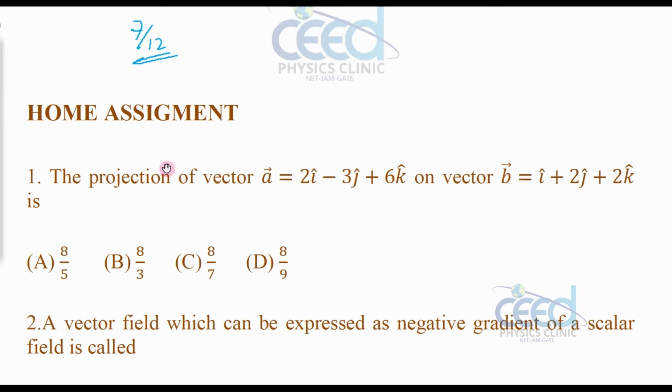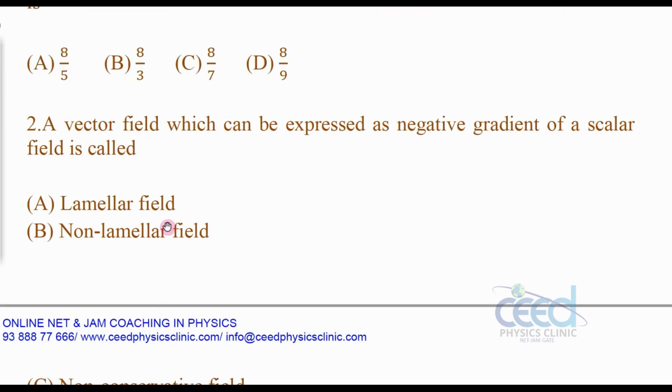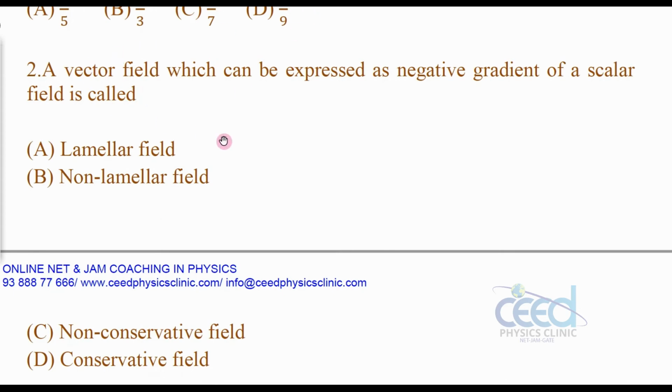Okay. Now another question is about the vector field which is expressed as a negative gradient of a scalar field. I already told you, if curl V is equal to 0, then only we can represent V as a gradient function. Okay, so such a field we call a conservative field.